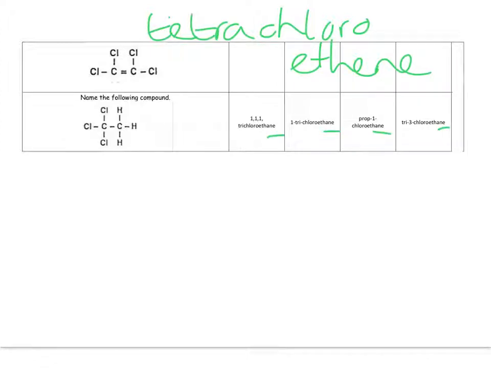And then naming the next one, it's ethane, because it's all single bonds, so we're going to look for an ane group, and then we are going to say on the first carbon there are 3 chloro, so it's 1,1,1-trichloroethane. Or you need to say where each of those chlorines are.